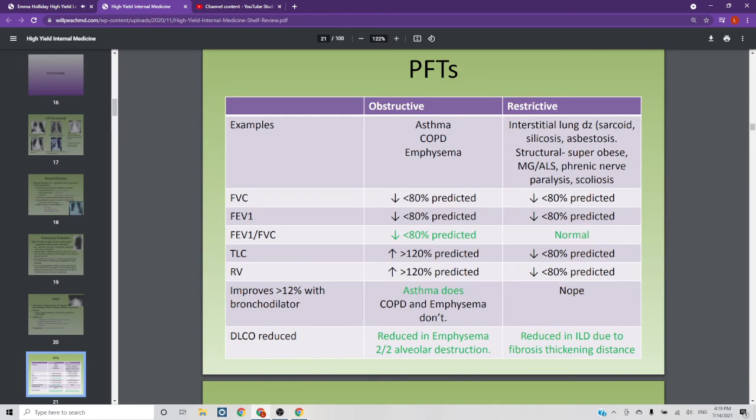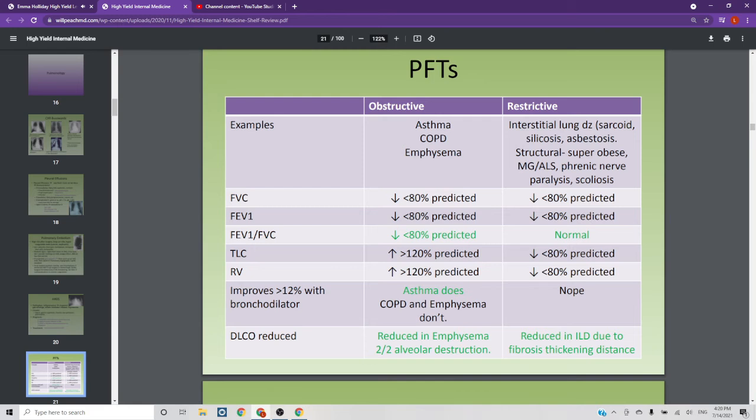The other thing that I often forget is bronchodilator response. They might ask you what constitutes a positive bronchodilator response, and that magic number is 12%. So if the FEV1 improves greater than 12% with albuterol or a bronchodilator, then you've diagnosed asthma. COPD and emphysema, their ratios, their lung volumes don't improve with a bronchodilator.